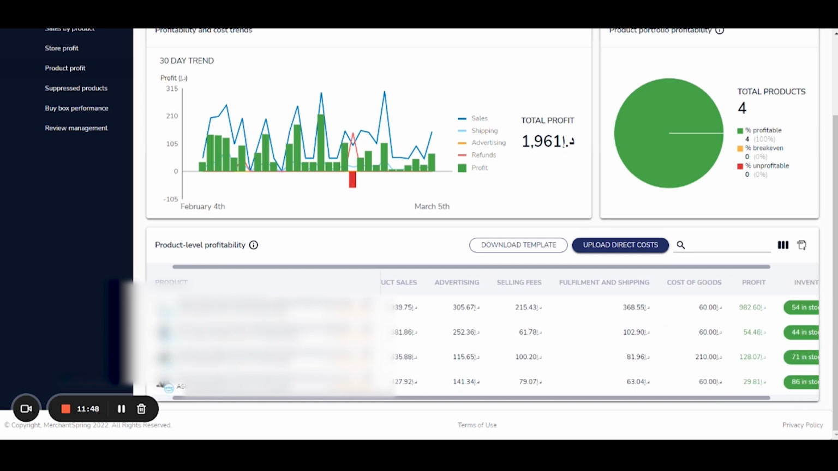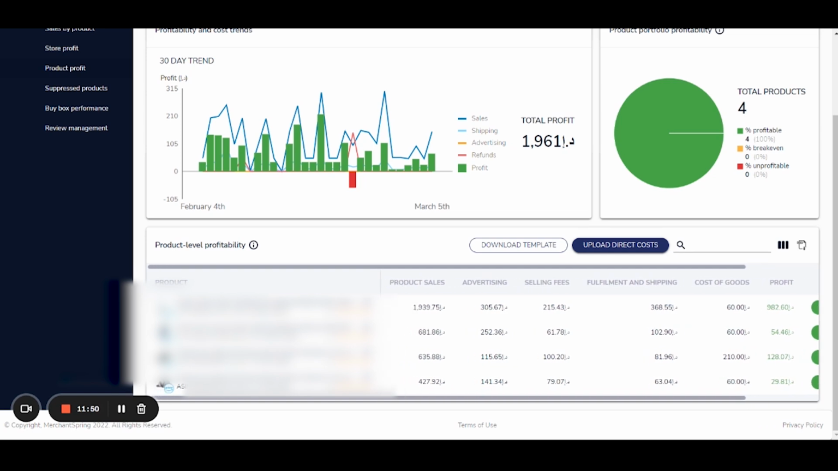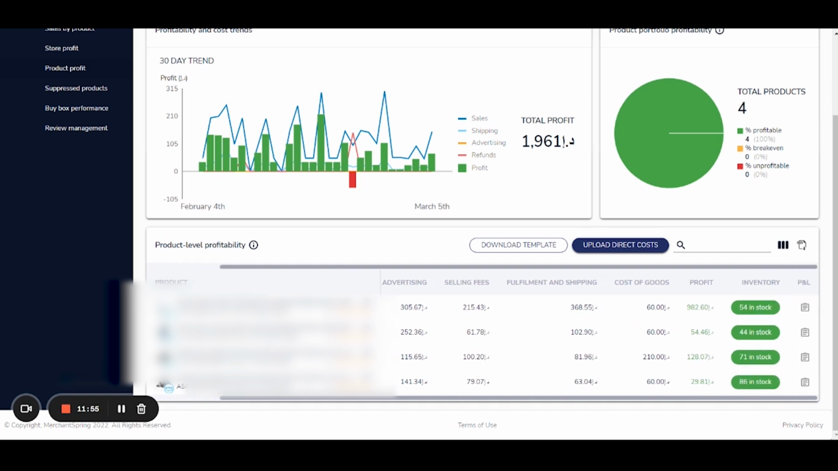So now we know in the past month, we sold 1,933 dirhams. Our profit was 982. So now we can easily understand. But this is just a snapshot. This is a quick snapshot.